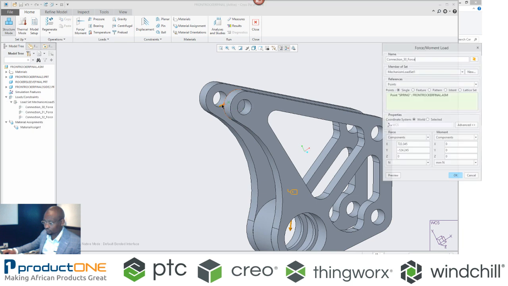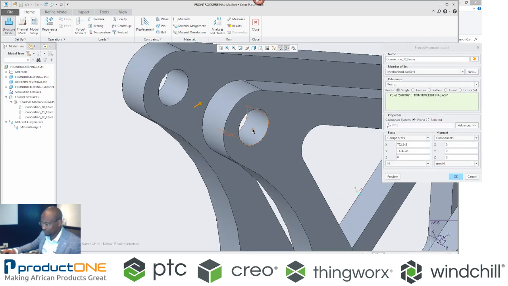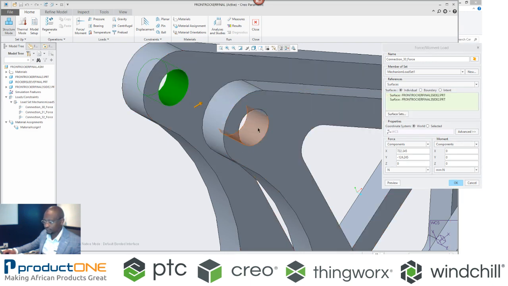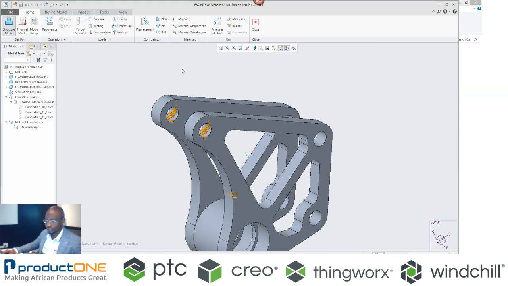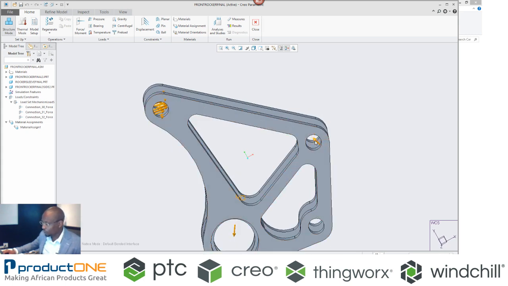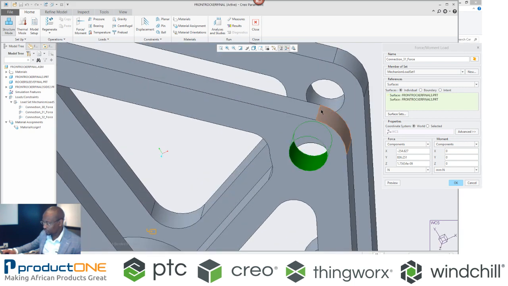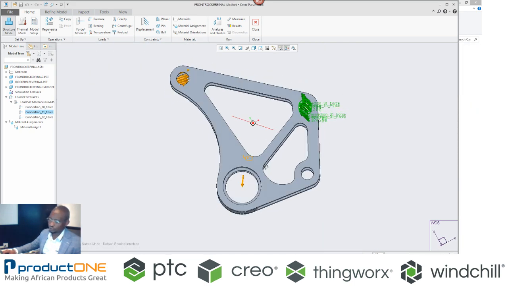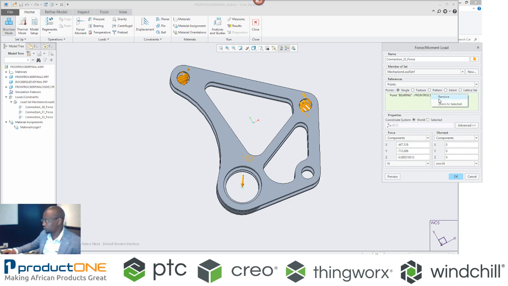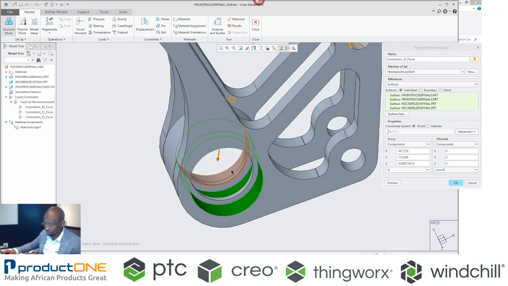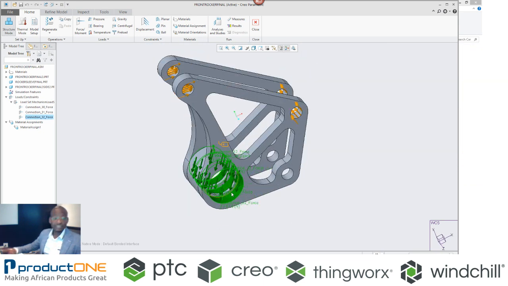All I have to do now is take the assignment of this load. Instead of it being on a point, I'm going to select this surface here, all right? So that's basically what I have now. I'm going to take out all of those forces and assign them on that surface. And last but not least, this one as well. I'm going to assign that onto this surface. And that's just about it.